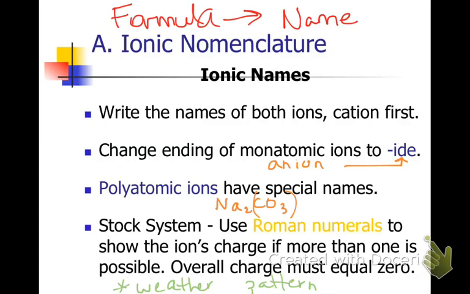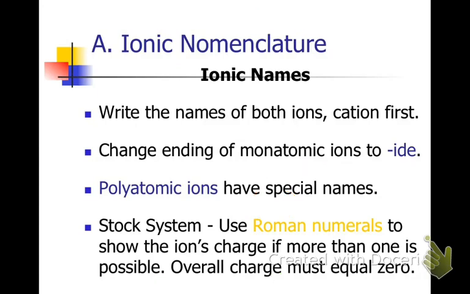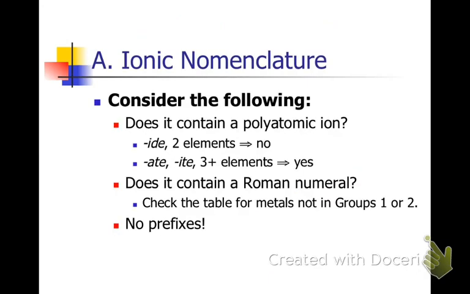Now, on the next slide, there are tons of little rules here and there. The next slide is going to give you things to consider. Again, if you only see 2 elements, the ending is "-ide". Okay? If there are 3 or more elements, it probably ends in "-ate" or "-ite", which are polyatomic ions. Look at all of your polyatomic ions.